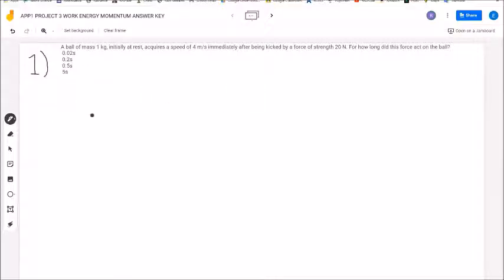We're going to start with question number 1, which says a ball of mass 1 kilogram initially at rest acquires a speed of 4 meters per second immediately after being kicked by a force of strength 20 newtons. For how long did this force act on the ball?